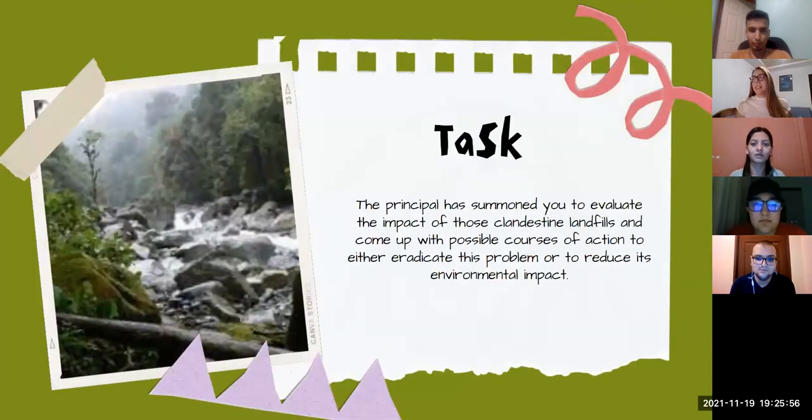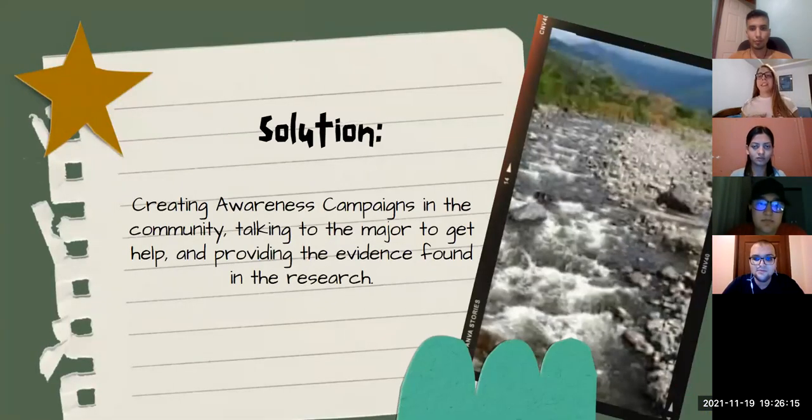Okay, then we have the task, which was that the principal has summoned you to evaluate the impact of those clandestine landfills and come up with possible courses of action to either eradicate this problem or to reduce its environmental impact. And here's the solution we came up with. It's creating awareness campaigns in the community, talking to the mayor to get help, and providing the evidence found in the research.